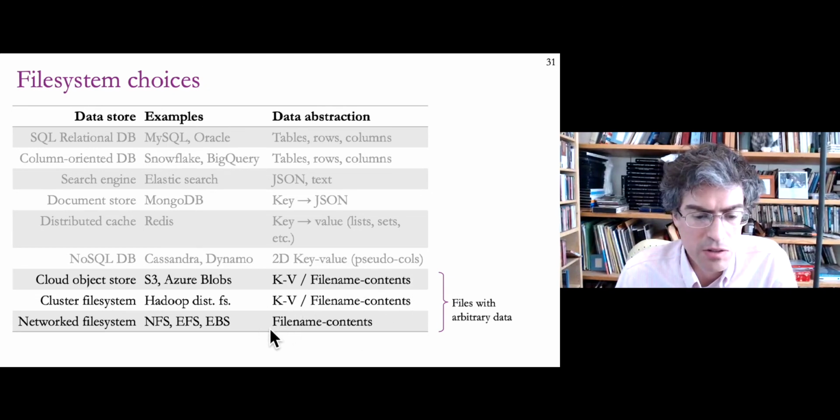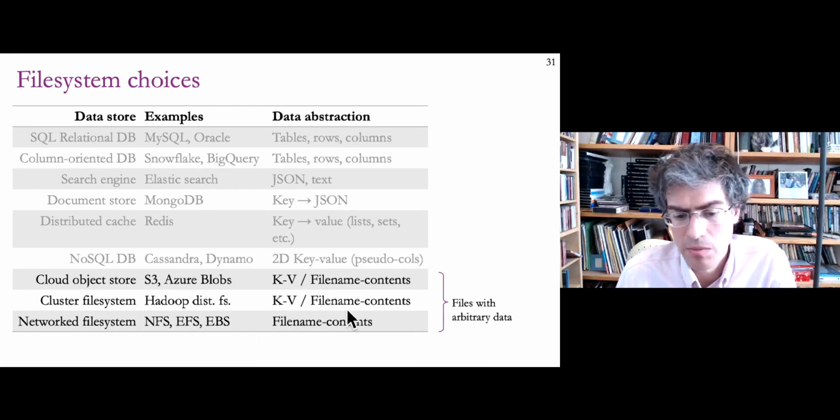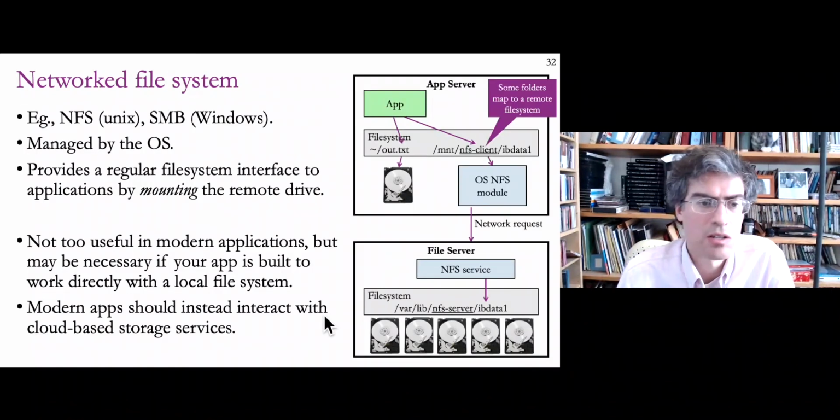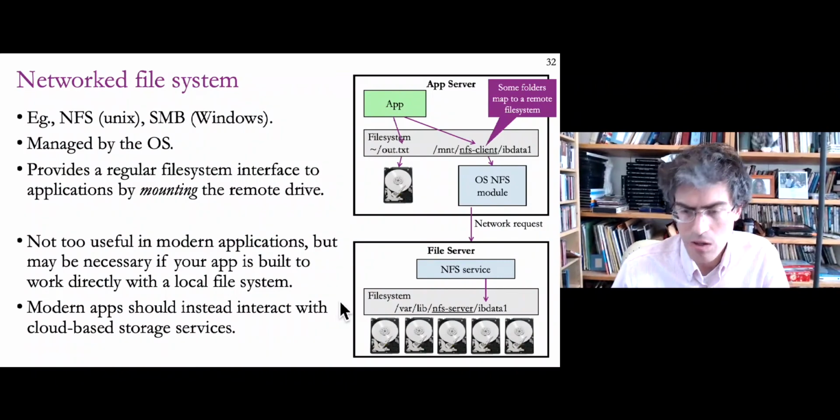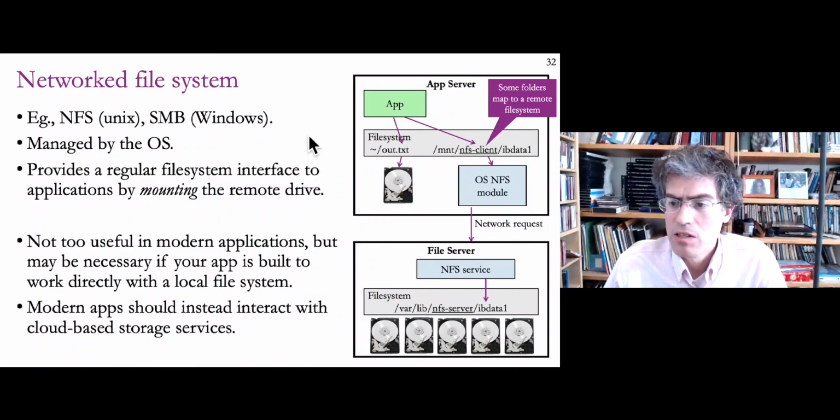The way file names are used is a little bit different for networked file systems, but it's basically the same thing. So the main difference is in the way that these are used rather than the data abstraction. I'm going to start with networked file systems because this is maybe the most unusual one, and maybe the most difficult to understand.